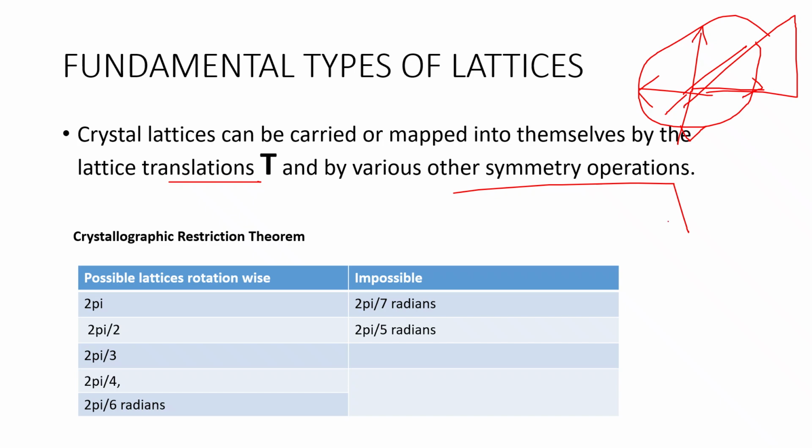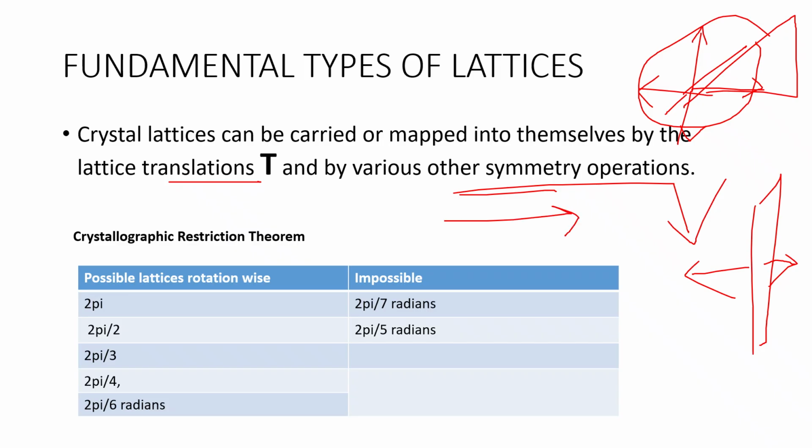Symmetry operations are nothing but mirroring. That means if a vector is like this, you put a mirror in this plane, and you get the mirror image of it. So this is a symmetry operation. Another symmetry operation is inversion. For example, if you are in the positive direction, then you get in the negative direction. So these are symmetry operations.